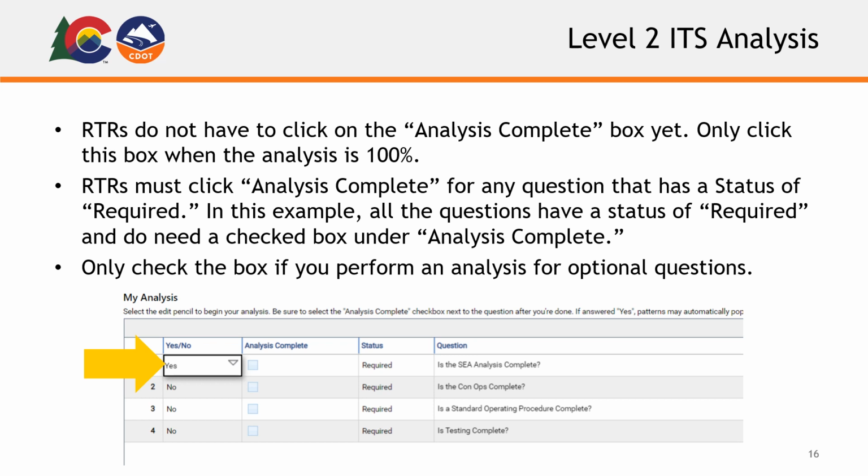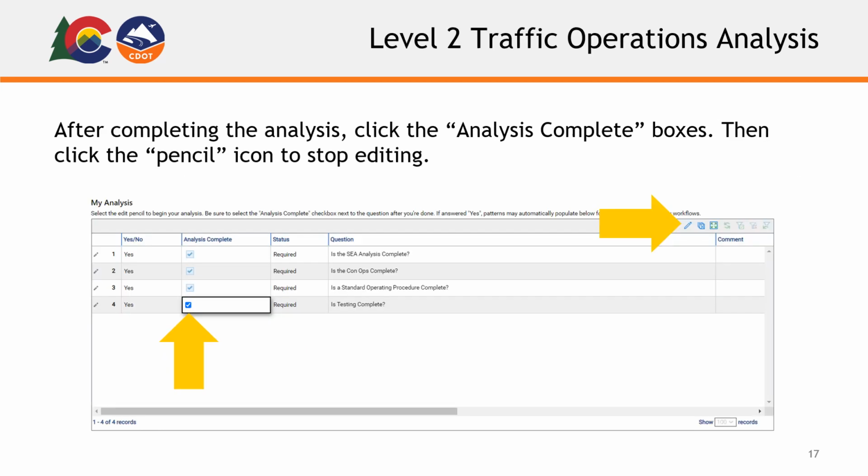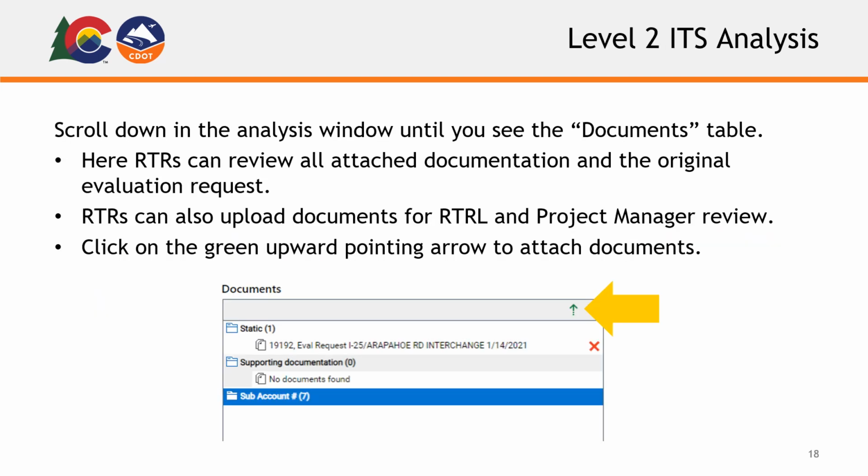Only check the box if you perform an analysis for optional questions. After completing the analysis, click the Analysis Complete boxes. Then click the pencil icon to stop editing. Scroll down in the analysis window until you see the Documents table.